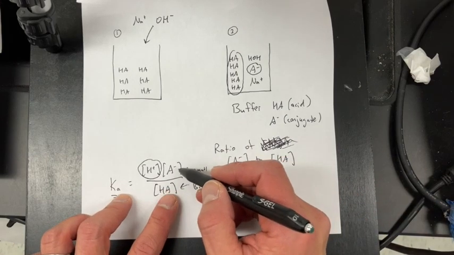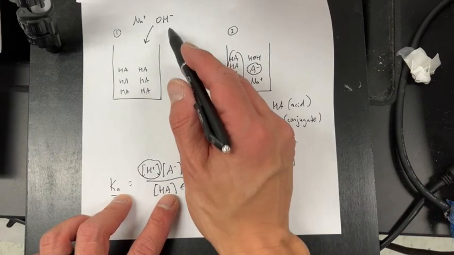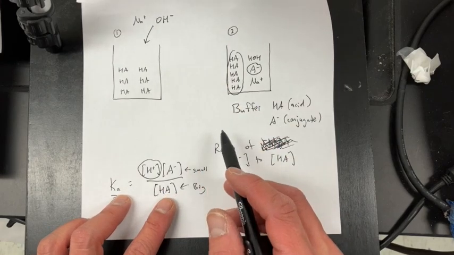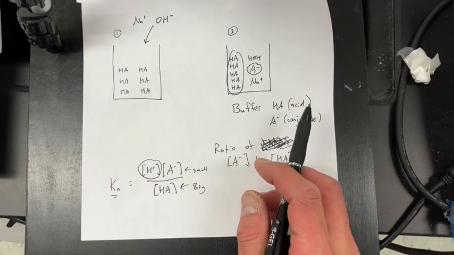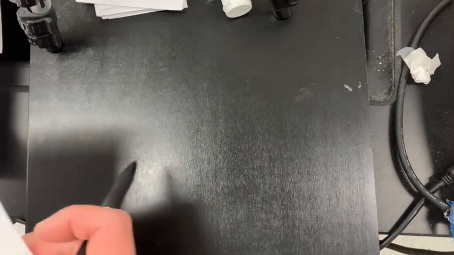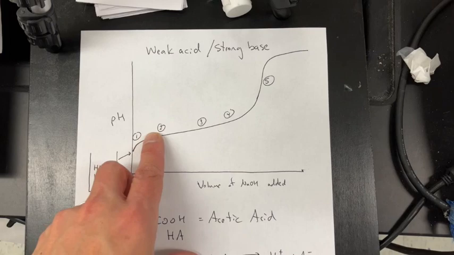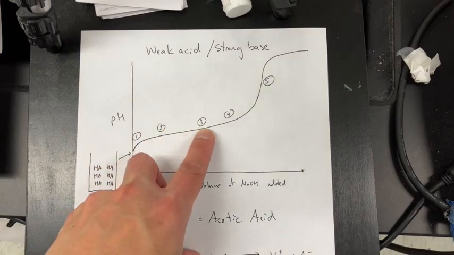So we're going to keep looking at this ratio as we add OH minus to this. Well, what happens when I keep adding OH minus to the point where half of my acid molecules are reacted? So now I'm going to take point 3 of my curve. I'm going to keep adding OH minus until I hit this point.